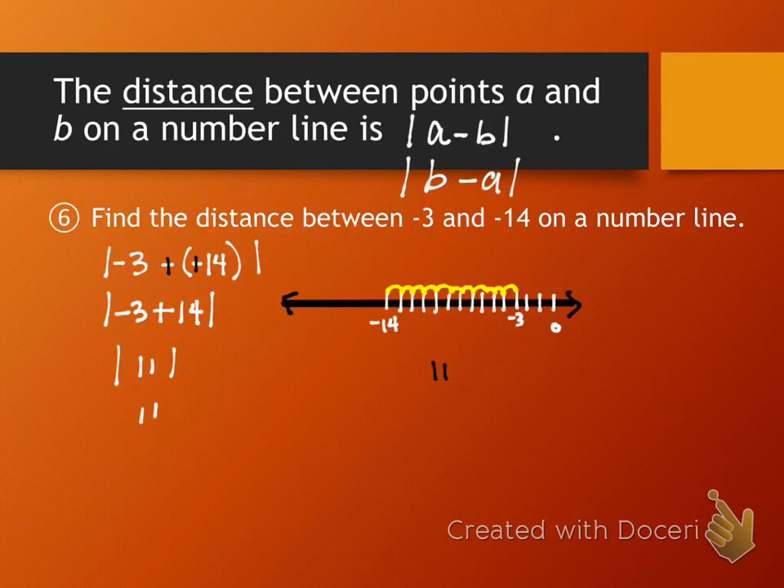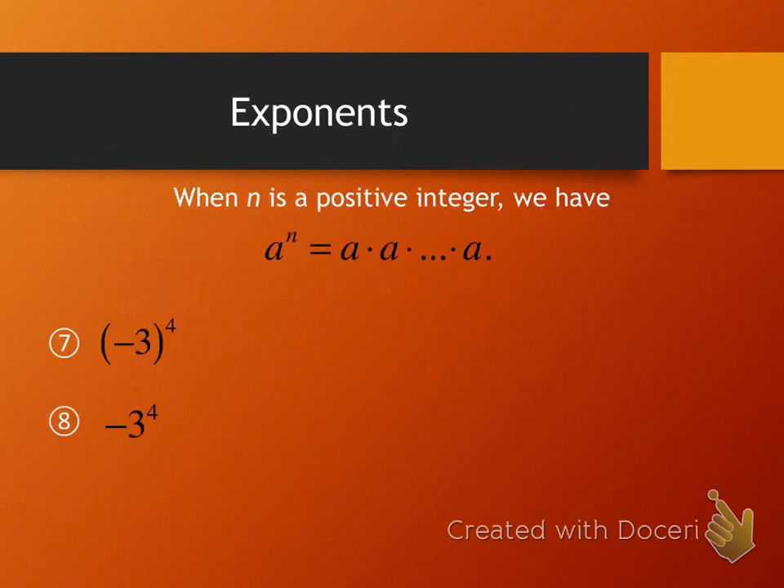Okay, we're just hitting on a whole bunch of different topics. The next topic we're going to hit on is exponents. When n is a positive integer, then a to the n means that we multiply by a n times.